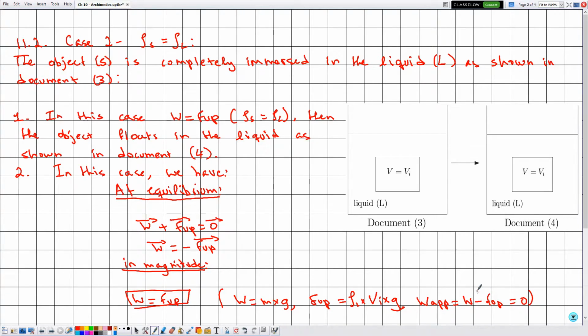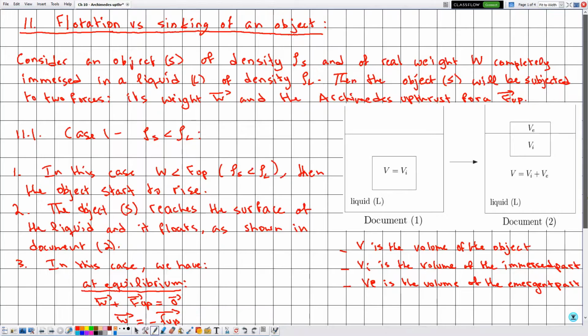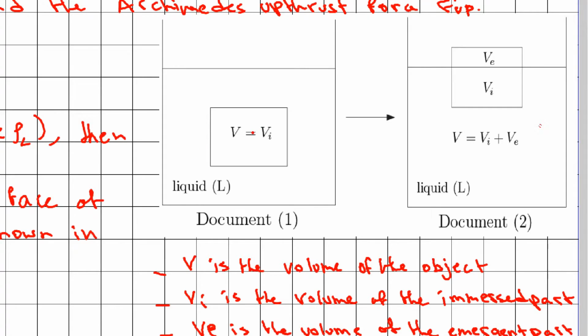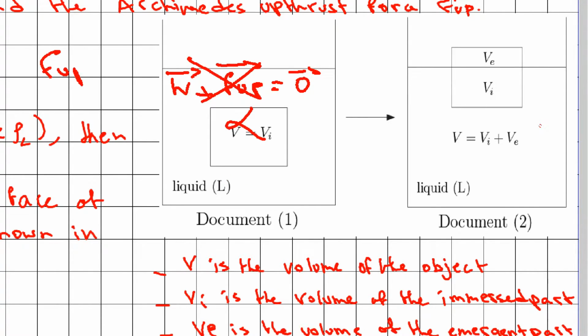And here let me clarify something before moving on to the third case, which is case number 3. In the beginning I said that W in magnitude is less than F upthrust. For this reason the solid S floats. But notice that when I discussed the condition of equilibrium, I was discussing document 2 and not document 1. In this case we cannot apply the condition of equilibrium. I can't say that W vector plus F upthrust vector is equal to 0. This is completely wrong in this case, because I said that F upthrust is greater than the weight.